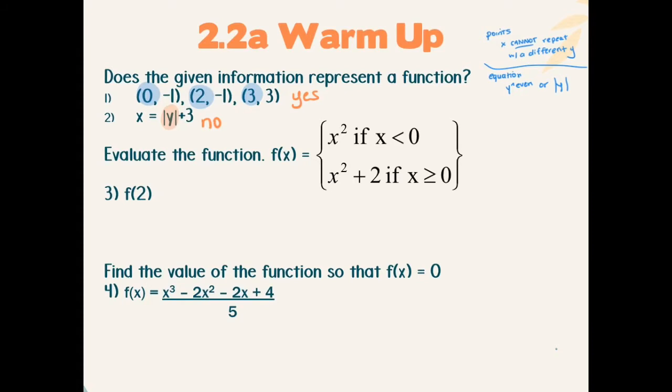The next set of instructions says to evaluate the function f of x equals x squared if x is less than 0, or x squared plus 2 if x is greater than or equal to 0. So this is our piecewise function. We look at the value inside the parentheses, which is what we normally plug in for x, and figure out which range it falls in. Is it less than 0, or is it greater than or equal to 0? Since 2 is greater than or equal to 0, we're going to use the second expression. So we're going to plug this into x squared plus 2, and I get 2 squared plus 2, 4 plus 2, which is 6.